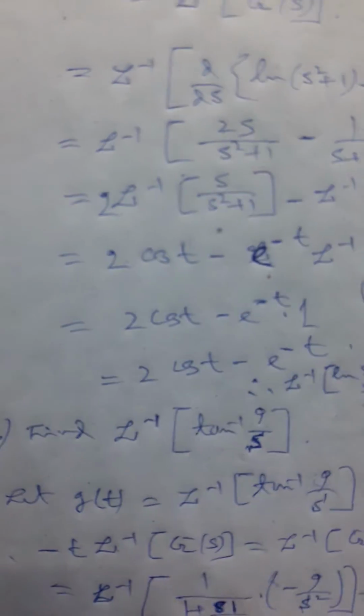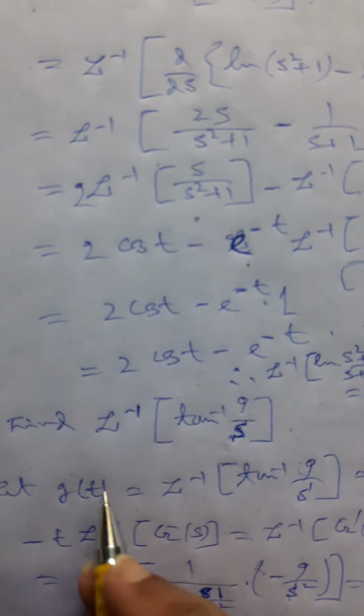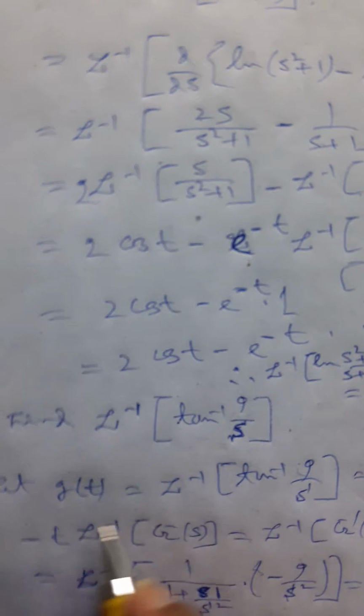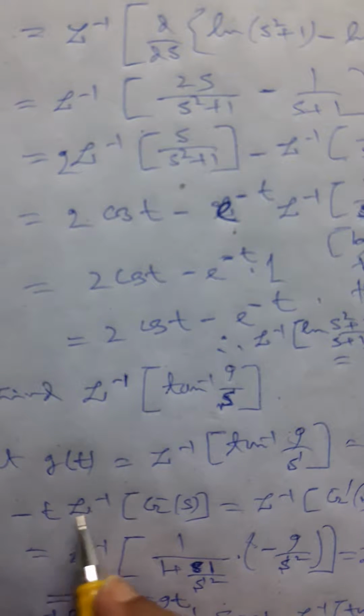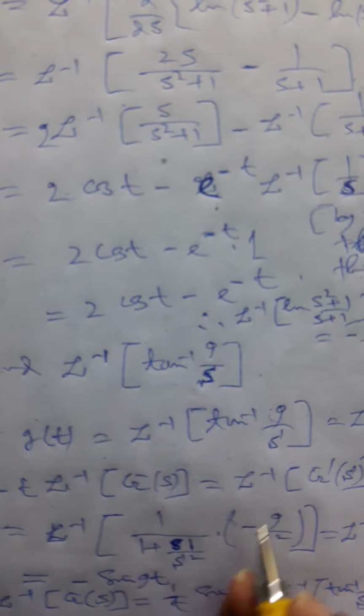Now let us consider another example. L inverse of tan inverse of 9 by s. Similarly, let g(t) be equal to this. So using the same formula, minus t times this equals this. Here g(s) is the parameter.